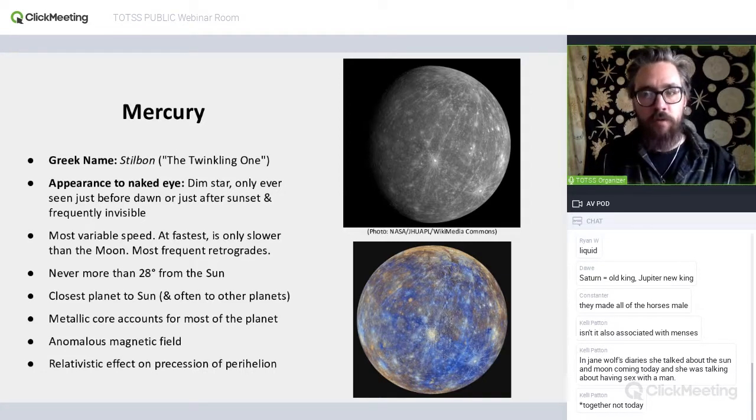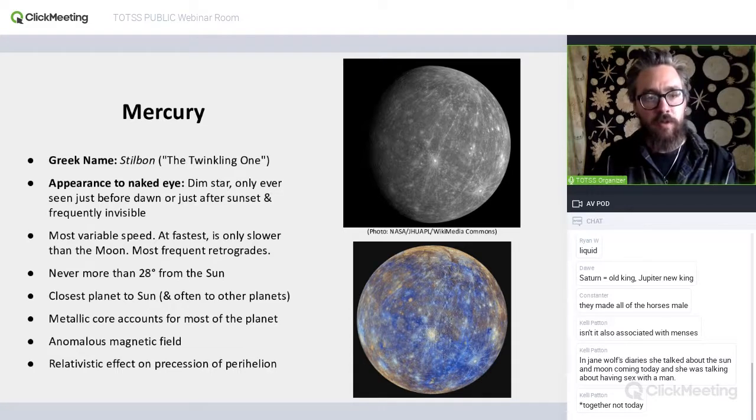All right, so appearance to the naked eye. Mercury is very often invisible. Mercury spends a lot of time so close to the sun that it cannot be seen. It's a fairly dim star, a little bit brighter than Saturn, but one of the dimmer of the seven. And because it can't separate from the sun very much, it is only ever seen either just before dawn or just before sunset. So very elusive and often invisible.